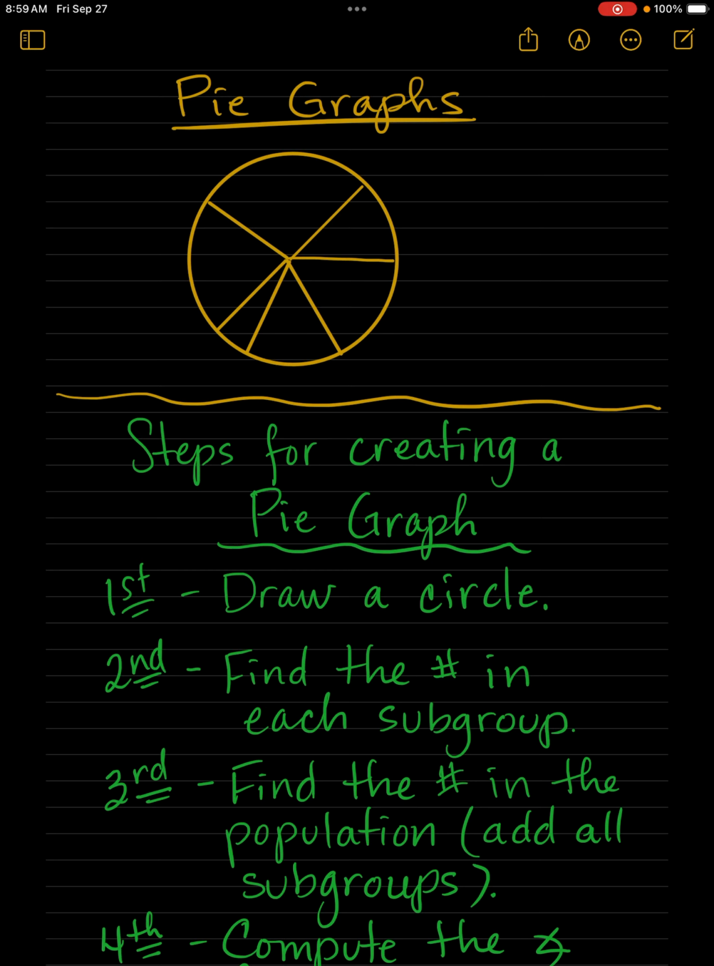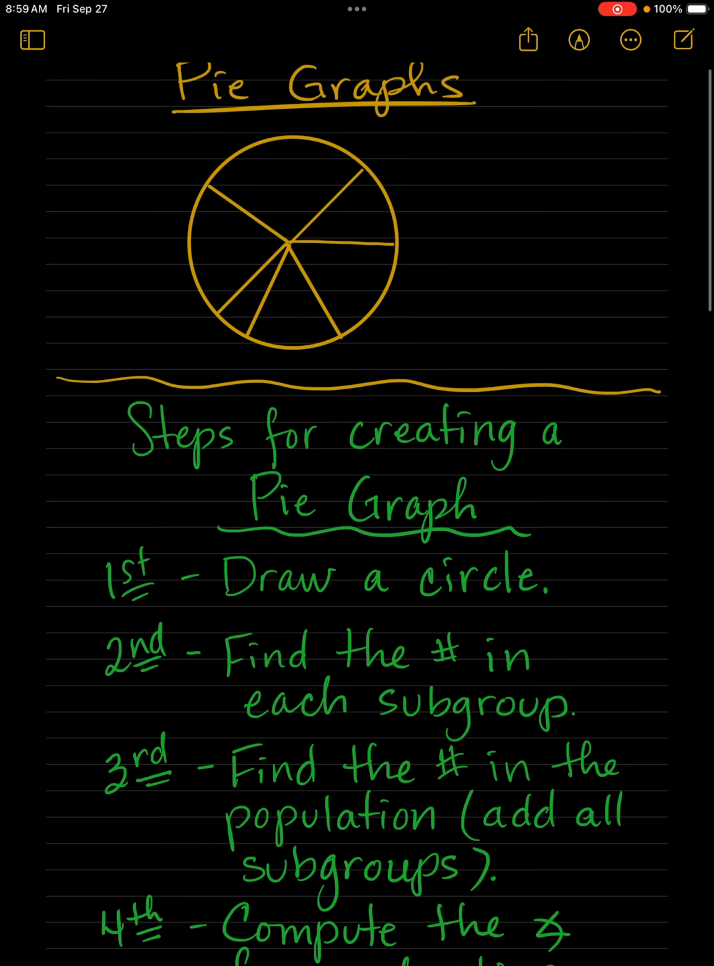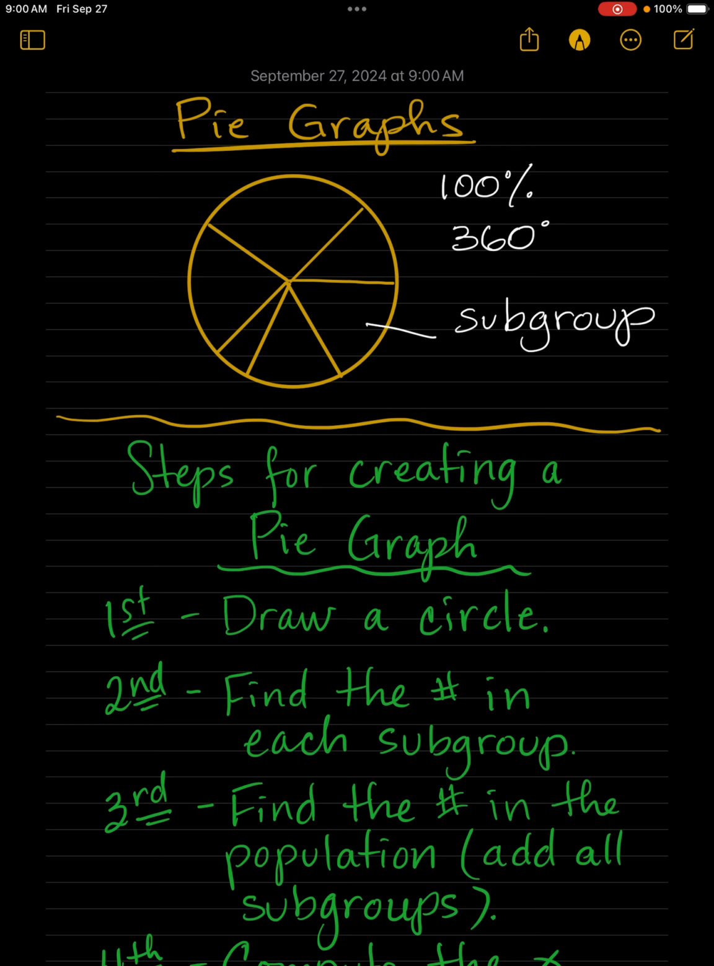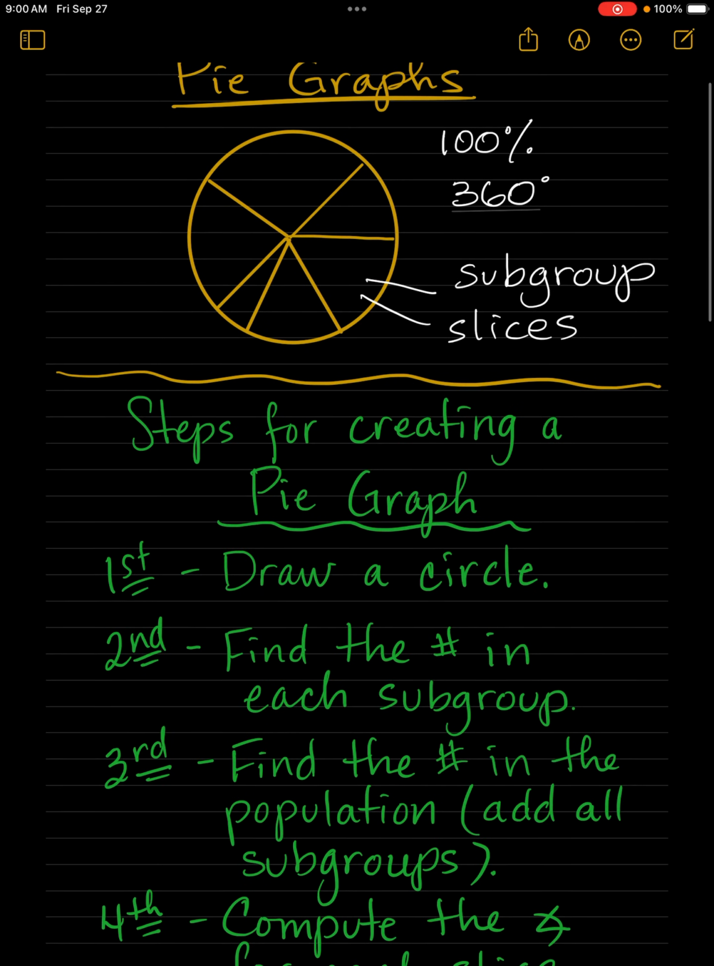First of all, I want to make sure that you know that when we look at a pie graph, the entire circle is 100% of the circle. But when you create a circle, I want you to think of 360 degrees as being all the way around. The total population is the entire circle, but each subgroup gets a slice. So these are called slices, okay? Like a slice of pie.